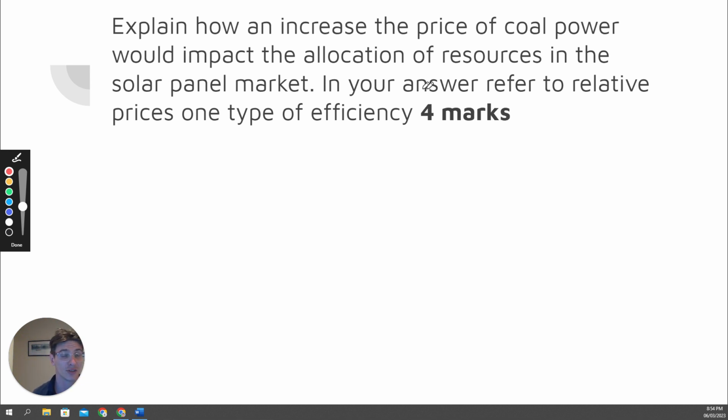This question's given you some hints because it's told you to refer to relative prices. Even if it doesn't, you should always refer to relative prices when you're talking about the allocation of resources, because that's what sends signals to suppliers. And it's also told us to refer to one type of efficiency. Okay, so let's have a look at the marking guide.